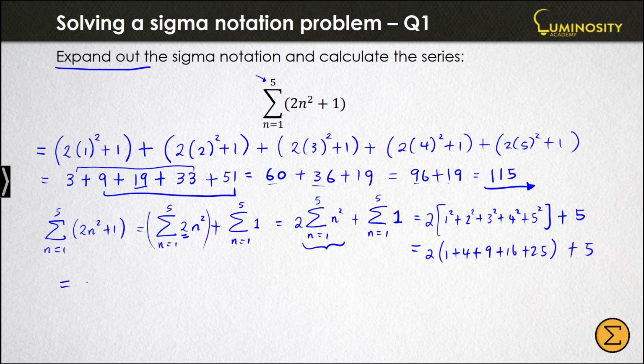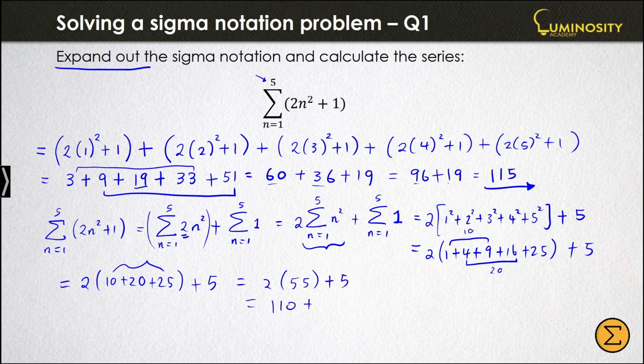So let's again do some mental arithmetic. 1 plus 9 is 10, 4 plus 16 is 20. So I have 10 plus 20 plus 25. That works out quite nicely, plus 5. Then here, it's going to be 2 times 30, 55, plus 5. 2 times 55 is 110, plus 5, which is 115. Do I get the same result? Yes. So that means that our summation is correct, doing both ways.